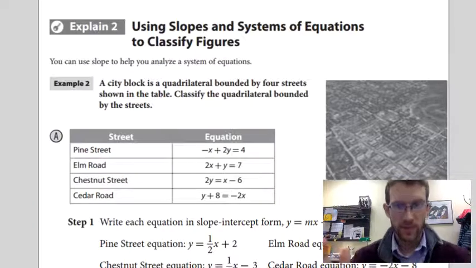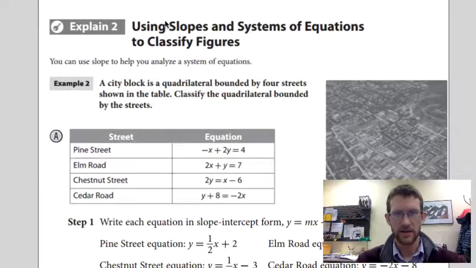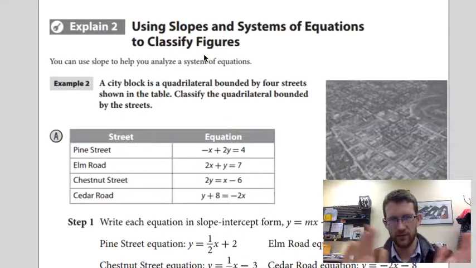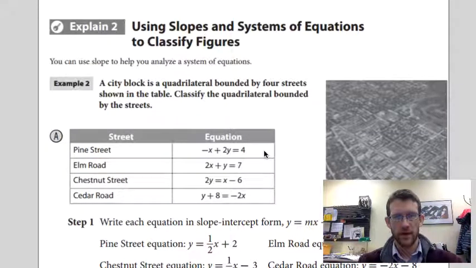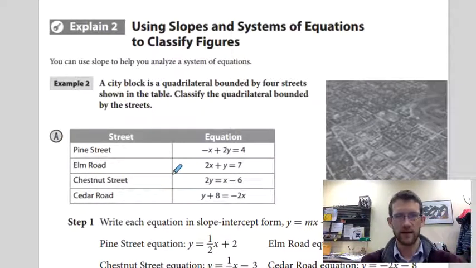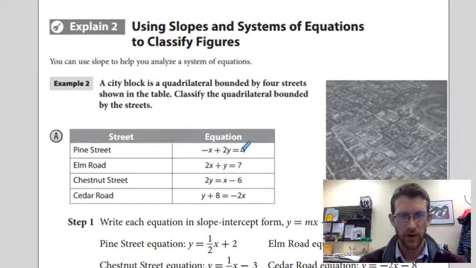Okay, the last skill is sometimes they give us these equations for lines, and we need to classify what type of shape that makes when you put all 4 lines together. So they throw on this added layer of difficulty by not putting the lines in a nice slope-intercept form. So our very first task here, when they give us these 4 lines, is to put them in slope-intercept form. So we just rearrange the equation.